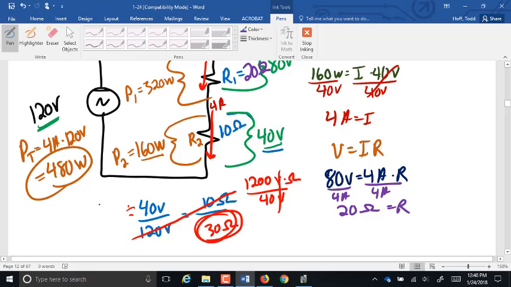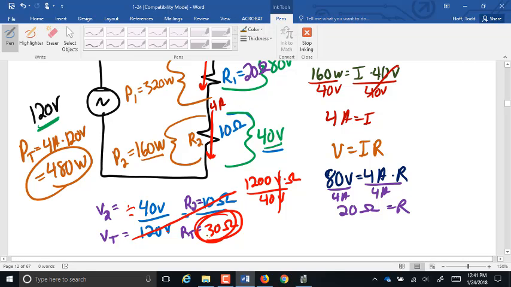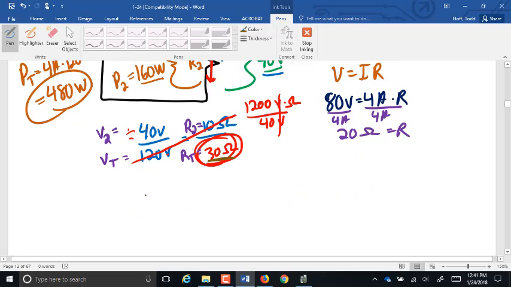Now, I should do some labeling here to make this a little more clear. This was the voltage drop across the first resistor, or sorry, second resistor. This is R2. Notice those match up, voltage 2 and R2. This is the total voltage. This is the total resistance. When you set up these ratios, everything has to match up.